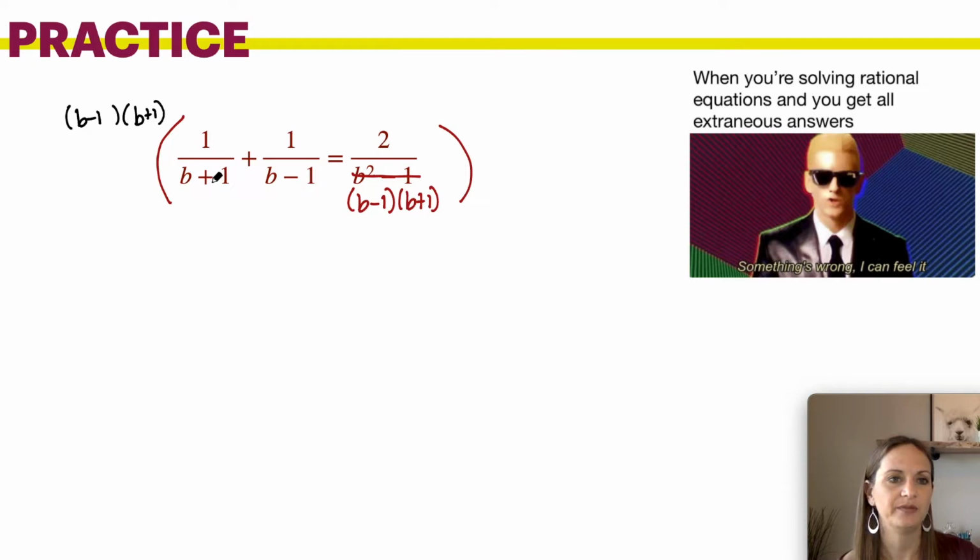So, the b plus 1's cancel here, leaving you 1 times the b minus 1. Here, the b minus 1's cancel with each other, leaving you 1 times the b plus 1. And here, they both canceled, b minus 1 and b minus 1, b plus 1, b plus 1. They both canceled, leaving you just a 2.